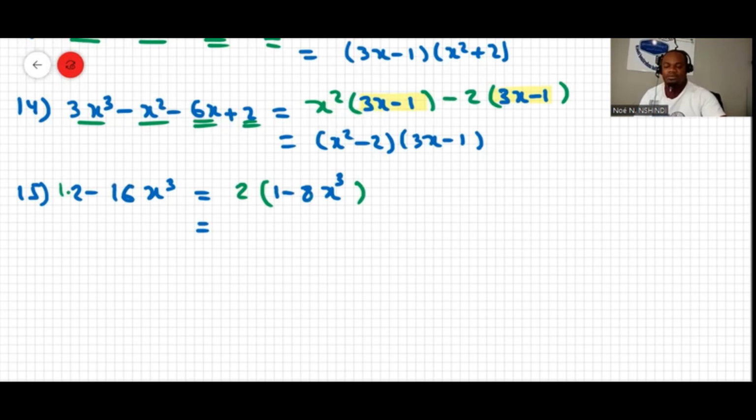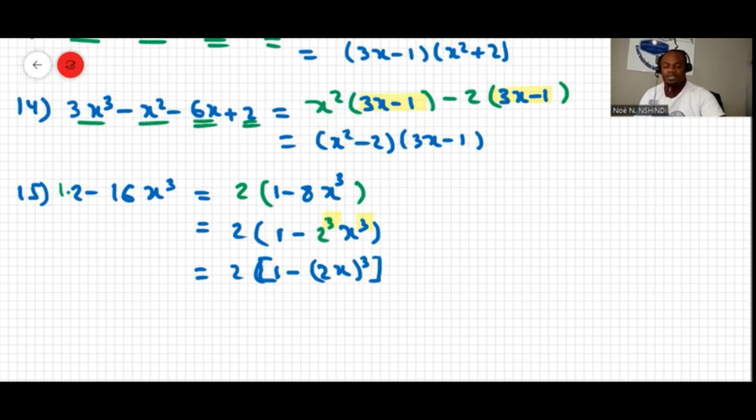Now check this out. We have 1. 8 is a cube number, so we can write it as 2 to the power of 3, and then x to the power of 3. Now, the fact that the 2 has the same power, this can be written as 1 minus 2x to the power of 3. We can just change this to square brackets.